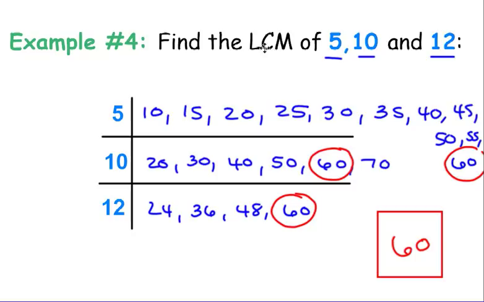And again, LCM, least common multiple. So least meaning smallest, common meaning the one that they have in common, and multiple meaning that we list them out.